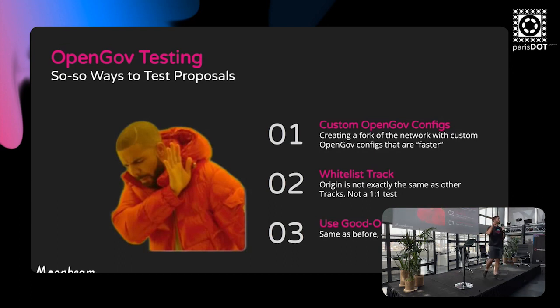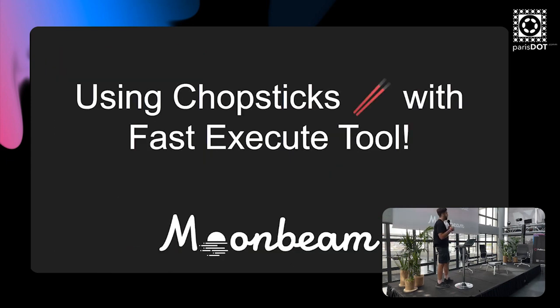Oh wait, it worked in governance v1. Go for it. And then it failed in OpenGov. Why? Because once again, the authority levels are different, so the origins are different, and you're not testing one-to-one, which is the whole point of emulating things. And so now this is basically the main topic of the presentation.